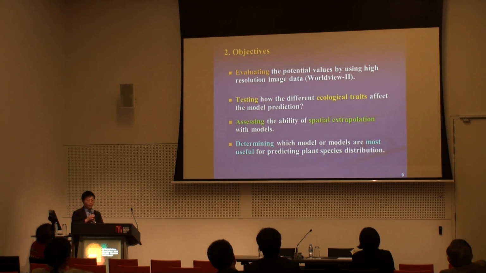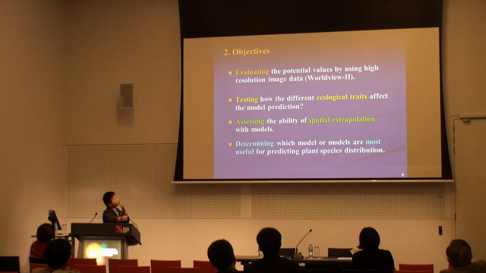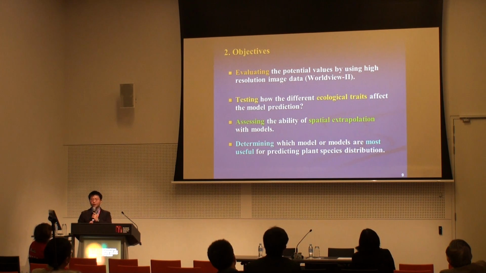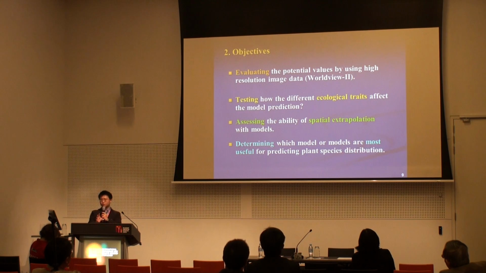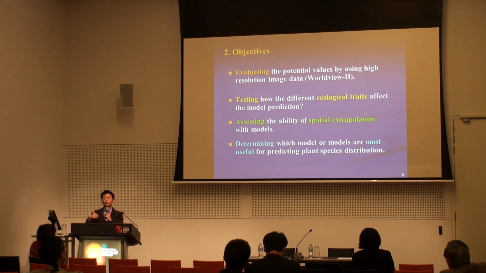At the end of the study, there are 4 points we want to talk about. First, evaluate the potential value of using high resolution or satellite image data. Second, test whether different species traits affect model performance. The third one, assessing the ability of spatial extrapolation with the models. And finally, we will determine the prediction model and which models are more useful for modeling our resource.